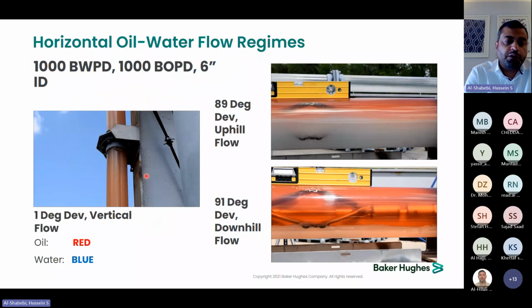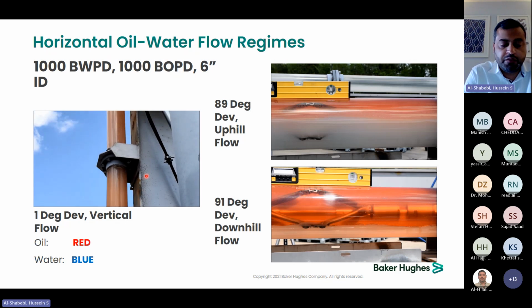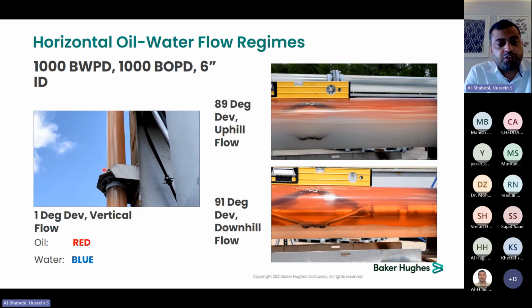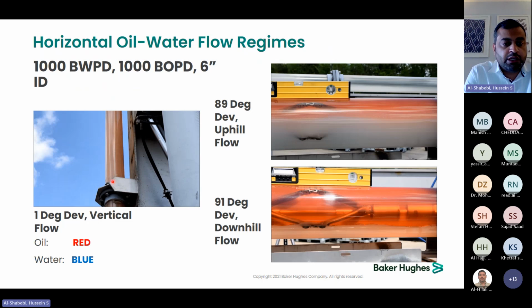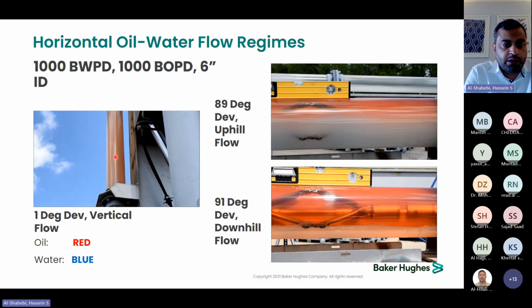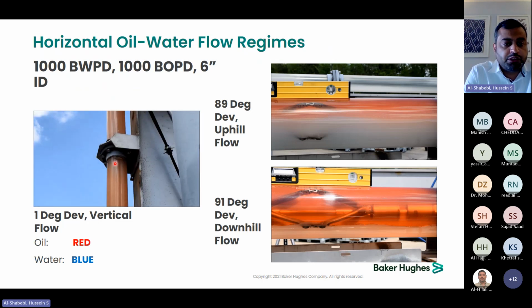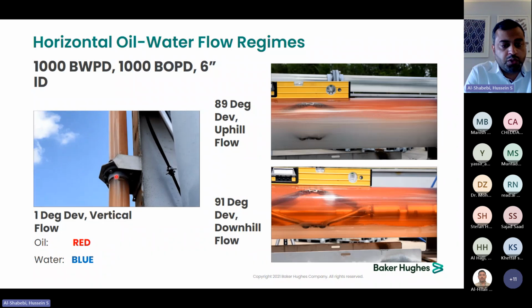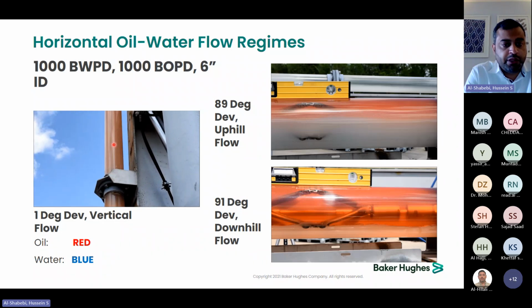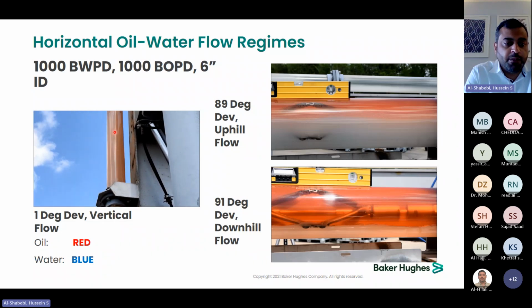This slide has been covered before in this chapter, just as a quick refreshment. So these are the flow regimes at different angles. The first one over here, you can see it is a vertical pipe. The flow regime is homogeneous. As you can see, the oil and water are traveling very homogeneously and steadily.